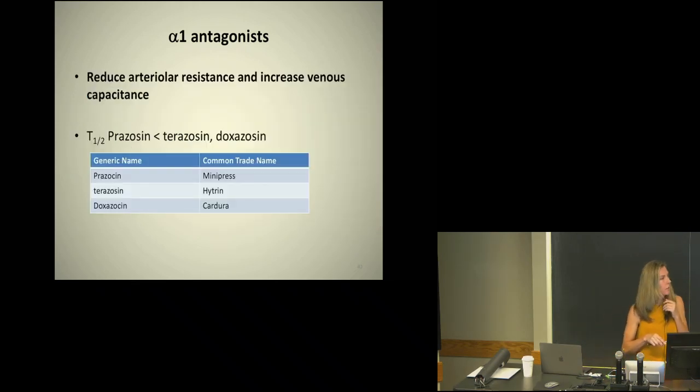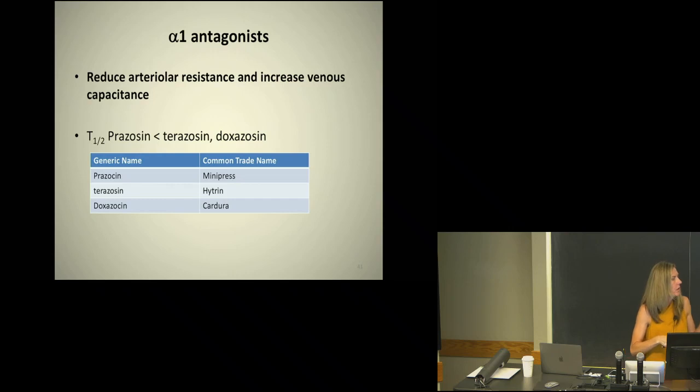And we do have alpha 1 antagonists, so what they're going to do is reduce arteriolar resistance and increase venous capacitance. Do you remember all those terms from last year? So that would drop blood pressure. And then when you increase venous capacitance, what is that going to do to the heart? There's a term we use for how much blood goes back to the heart. Preload. Okay, so it's going to reduce preload.